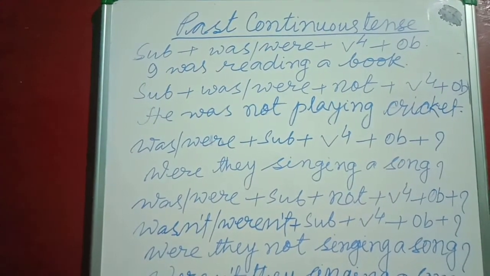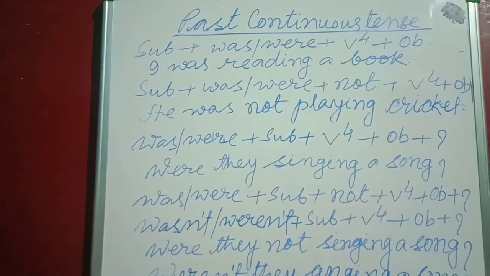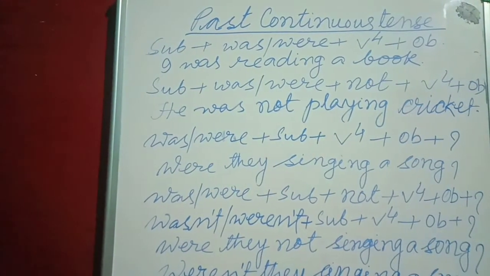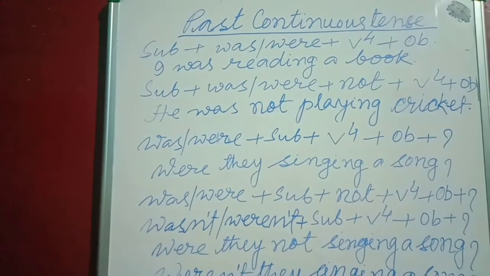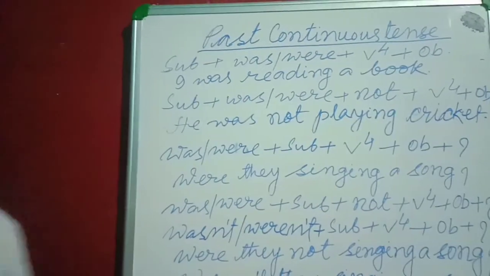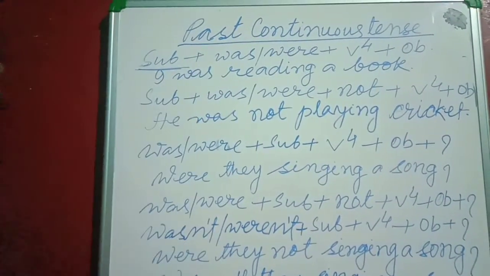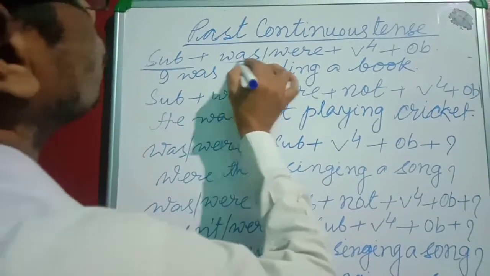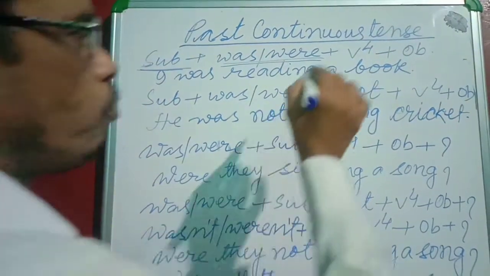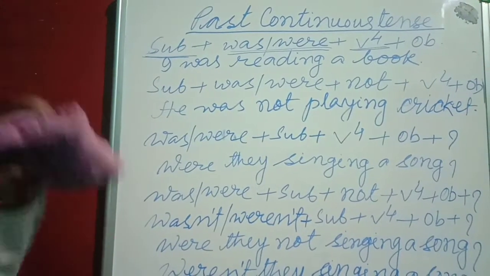And what is the structure? How to make a sentence? What are the rules? As you know, to make a sentence, we have to take a subject, a verb, and an object. This is the general rule. To make an assertive sentence in past continuous tense, first of all we take the subject, then was or were as a helping verb, then the fourth form of the verb, that is the main verb, and then the object.